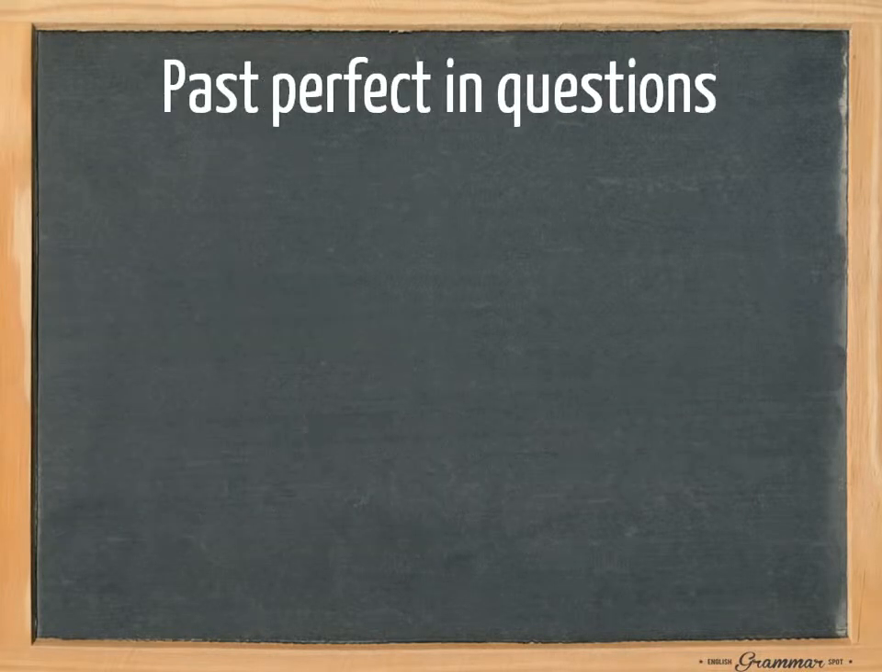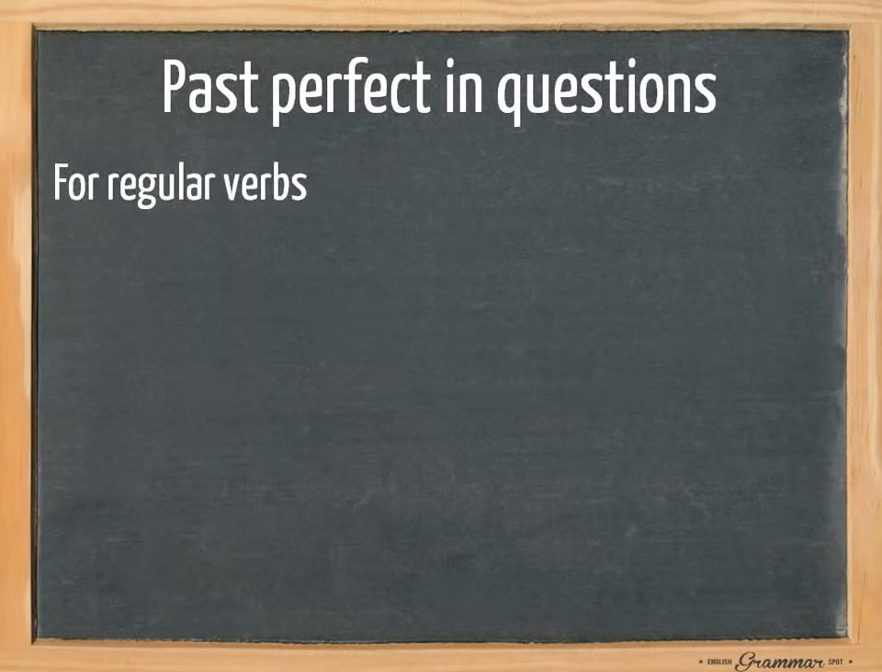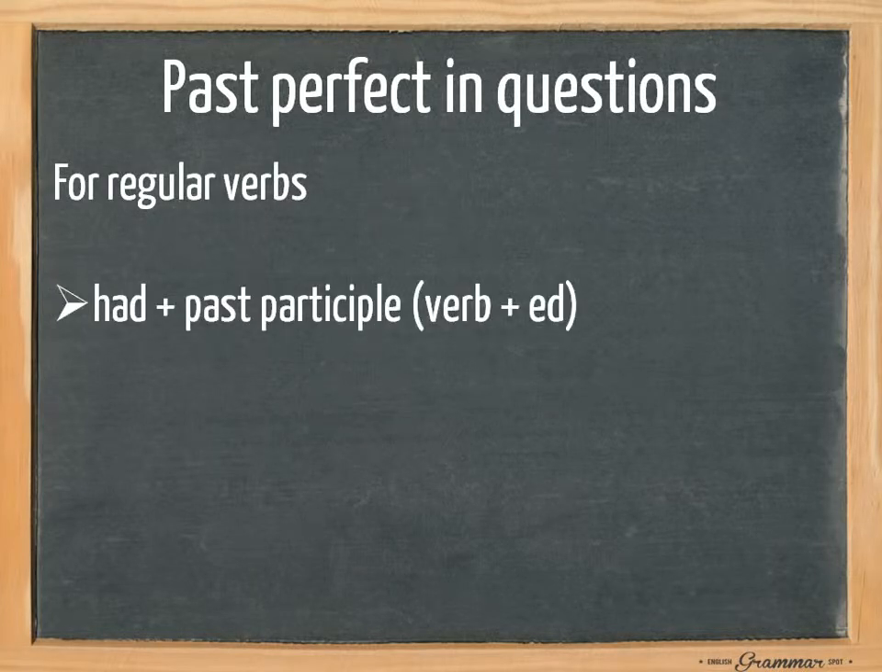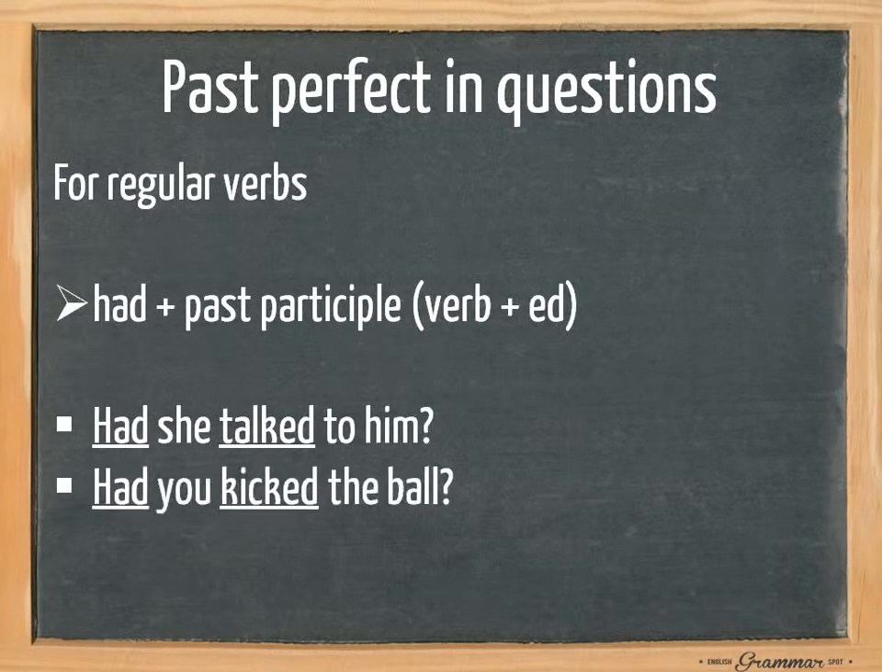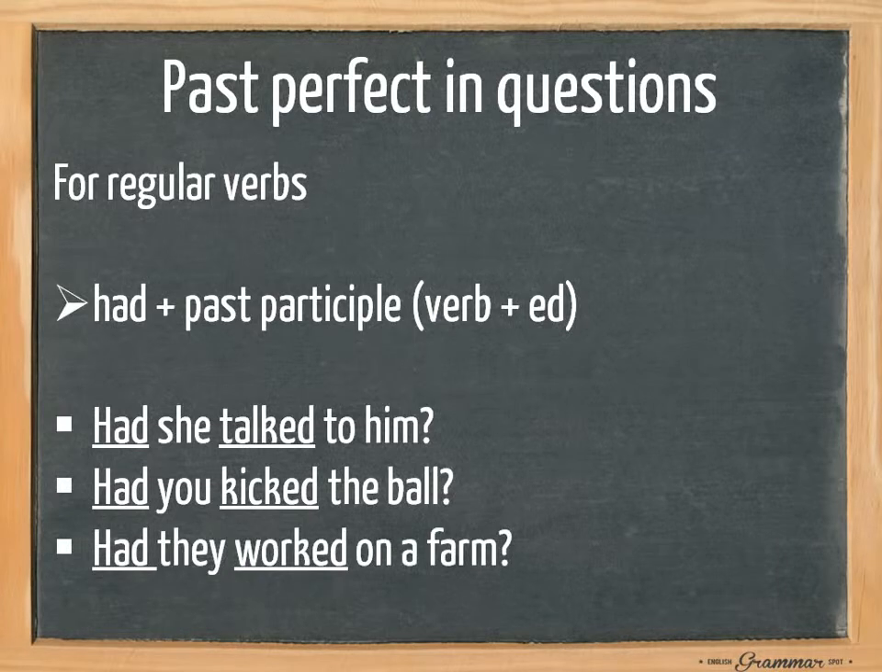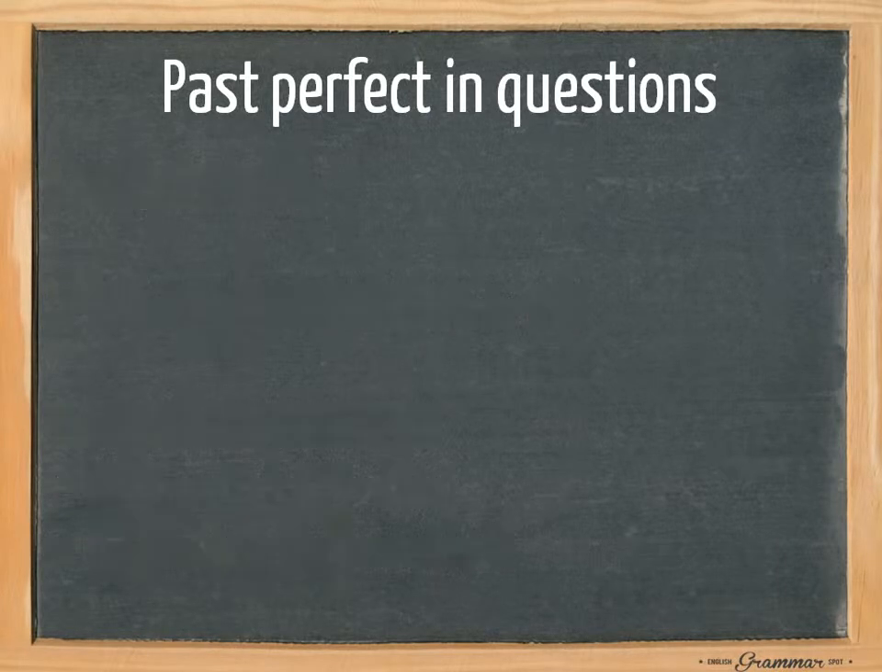Let's have a look at the past perfect in questions. For the regular verbs, again we use the past simple form of the auxiliary verb to have and the past participle. Again, the base form of the verb and ed. Had she talked to him? Had you kicked the ball? Had they worked on a farm?